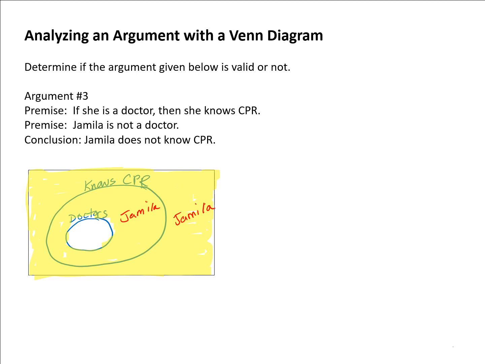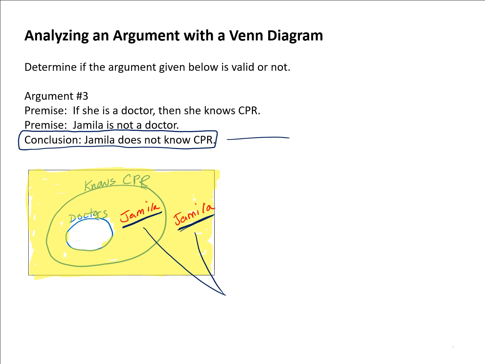So when we now look at the conclusion, Jamila does not know CPR, we aren't guaranteed that. It could be that Jamila does not know CPR because Jamila could be outside the CPR circle, but it could be that Jamila knows CPR but is not a doctor. We can't be sure. Jamila could be in either of these, could be in the set of CPR or not be in the set of CPR. Because we don't know for sure, this conclusion is not guaranteed. And therefore, this argument is not a valid argument.